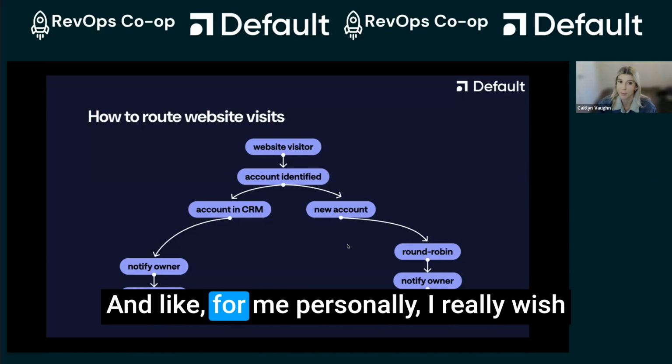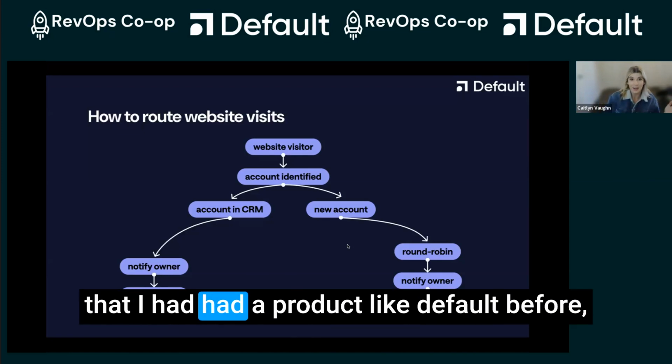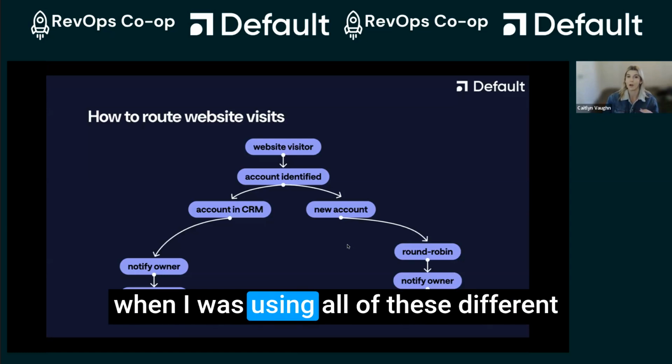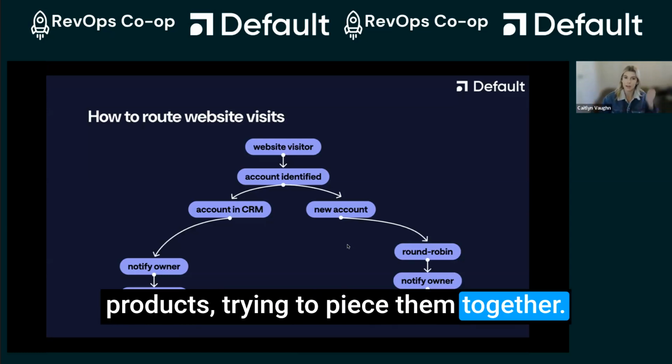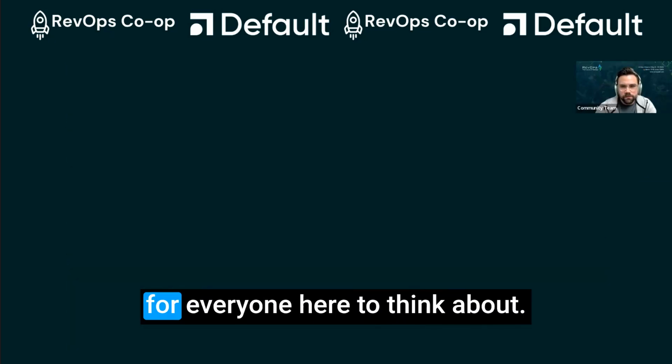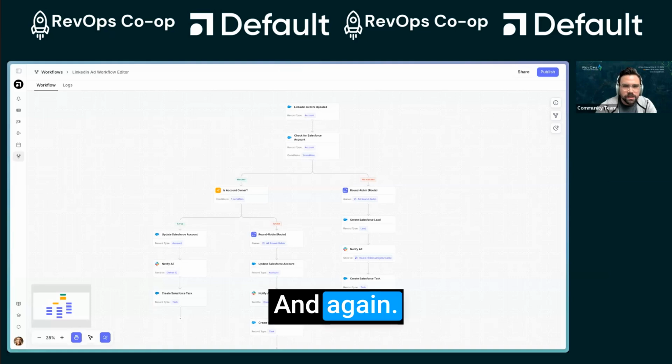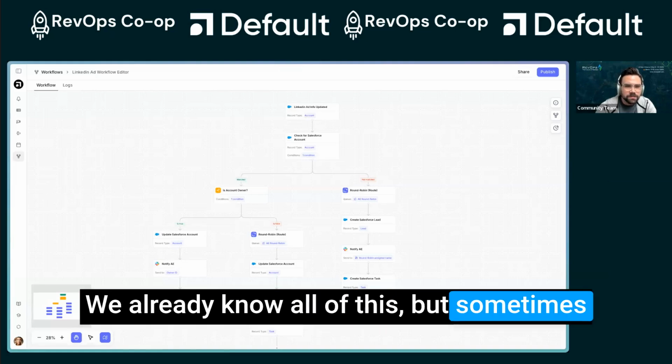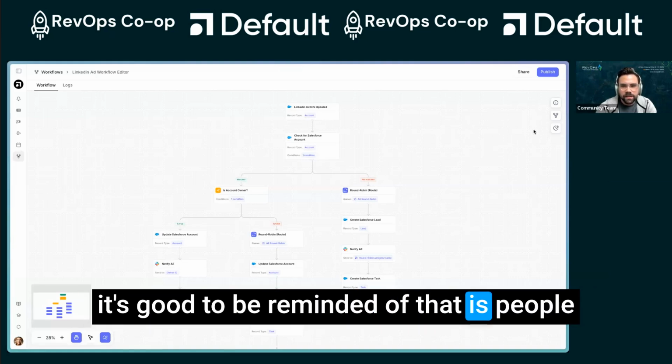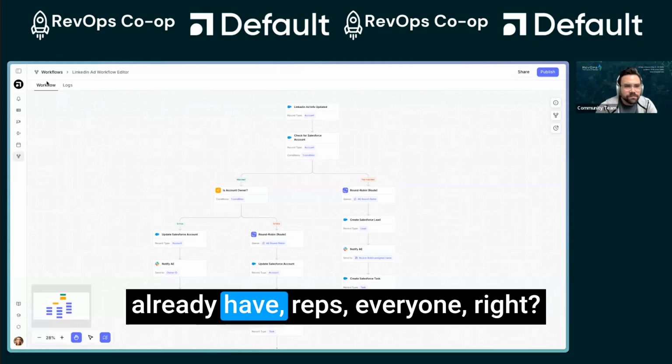And for me personally, I really wish that I had had a product like Default before, when I was using all of these different products, trying to piece them together. And I think that's another piece for everyone here to think about. And again, we already know all of this, but sometimes it's good to be reminded of that. People already have reps, everyone, right?